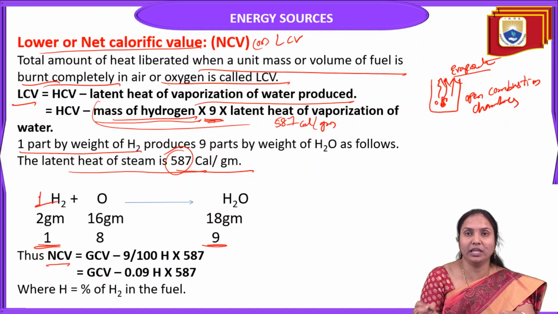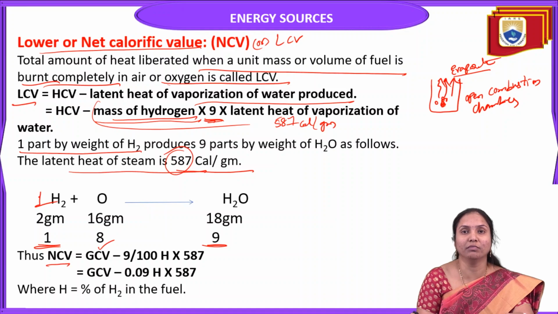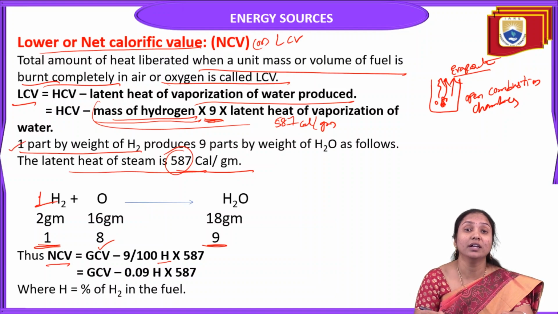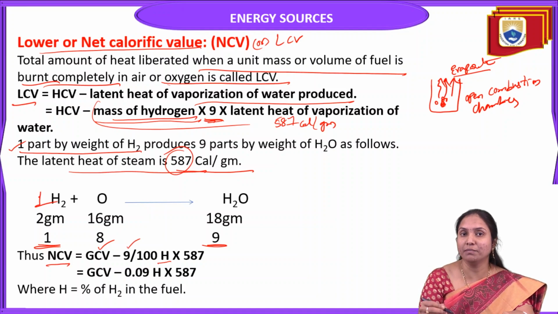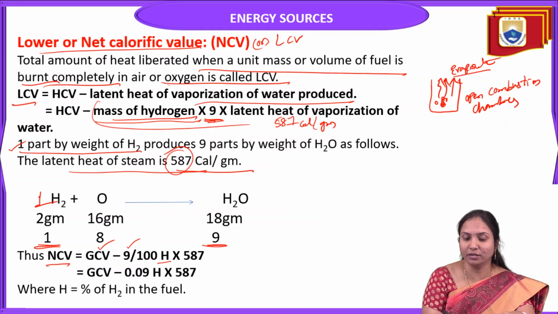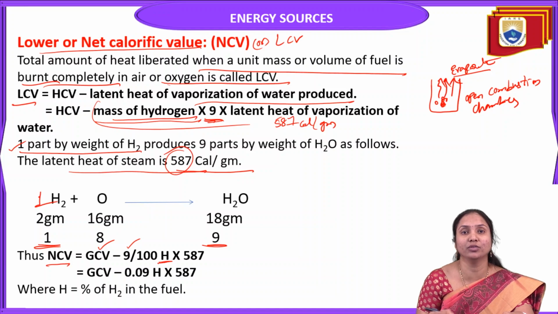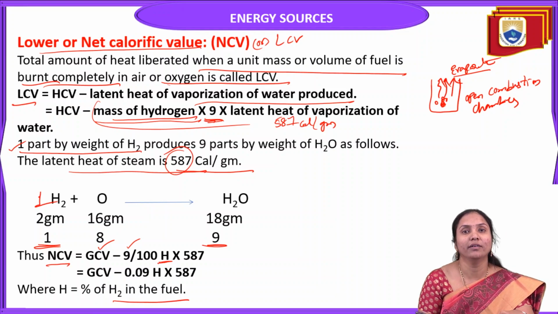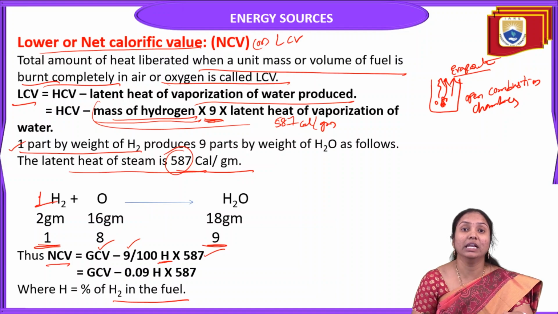So NCV equals, what is the formula? Gross calorific value minus 9 by 100 H. Here 9 is because 1 part by weight of hydrogen produces 9 parts by weight of water. So that's why you are taking 9. It produces 9 parts by weight of water, and 9 by 100 into H, where H is the percentage of hydrogen present in the fuel, and it is multiplied with 587. 587 is the latent heat of vaporization of water. The value is 587 calories per gram.